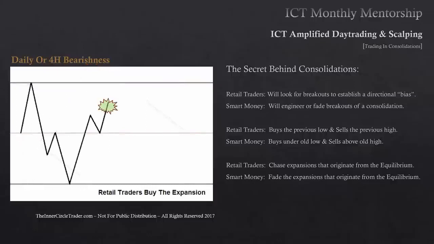Okay, when the daily or 4-hour order flow is bearish and we see price moving away from, and higher, away from that equilibrium price point, and it breaks a short-term high, when that short-term high is broken, retail traders are going to see that as a break in structure, and they're going to look to buy going long, and they're going to look for an ABC type formation and expect to see strength in that particular market.